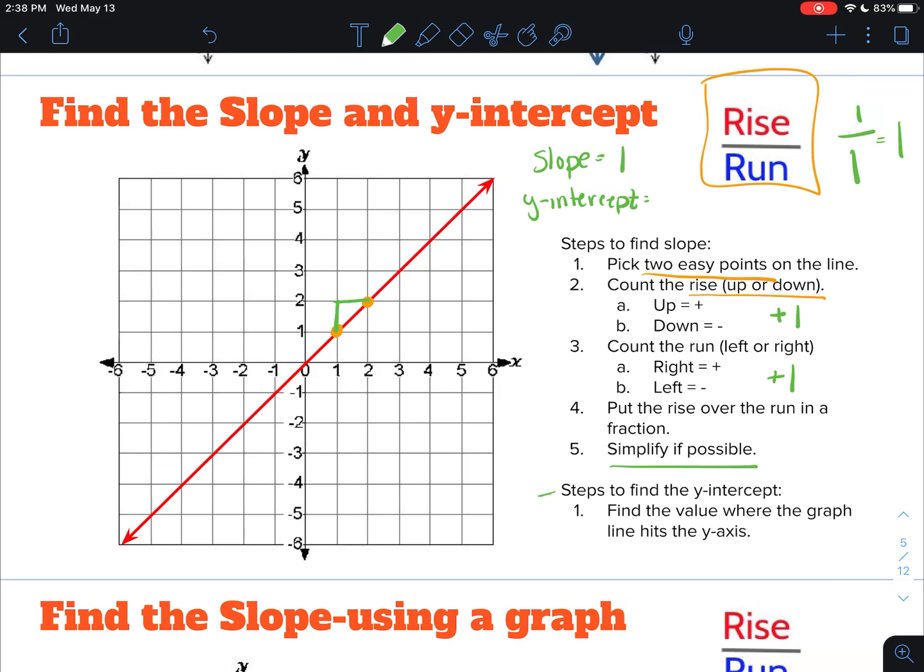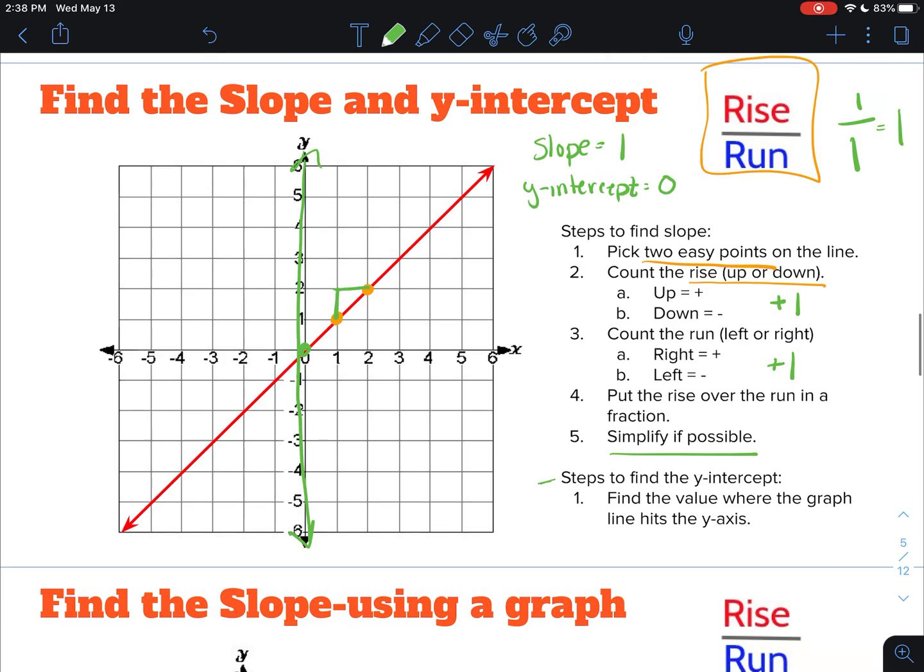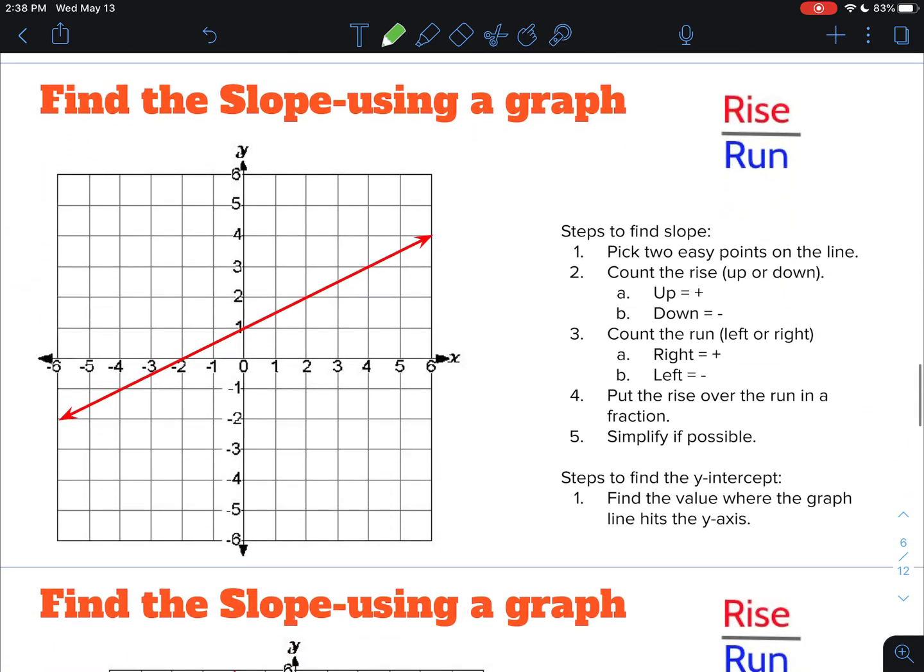Steps to find the y-intercept. You want to find the value where the graph line hits the y-axis. The y-axis is the one that is going up and down. So you want to see where the red line connects with it. It connects with it at 0. The y-intercept is 0. Okay, so the y-intercept, you literally just have to look at the graph. You don't need to do any math. The slope is going to be the one that is definitely the bigger struggle.